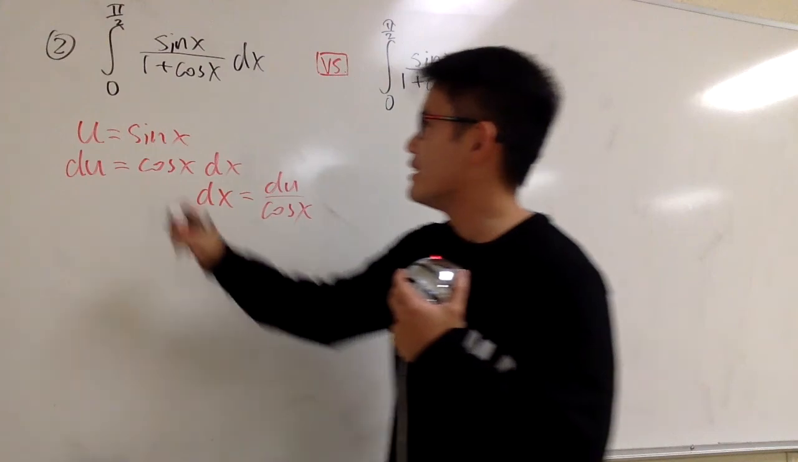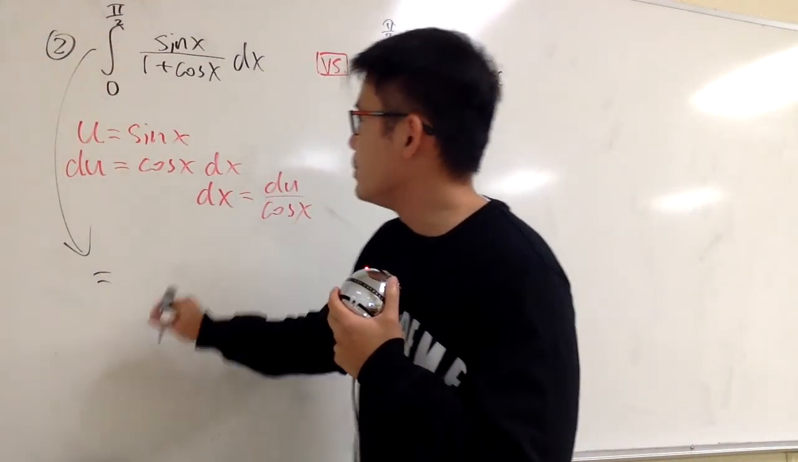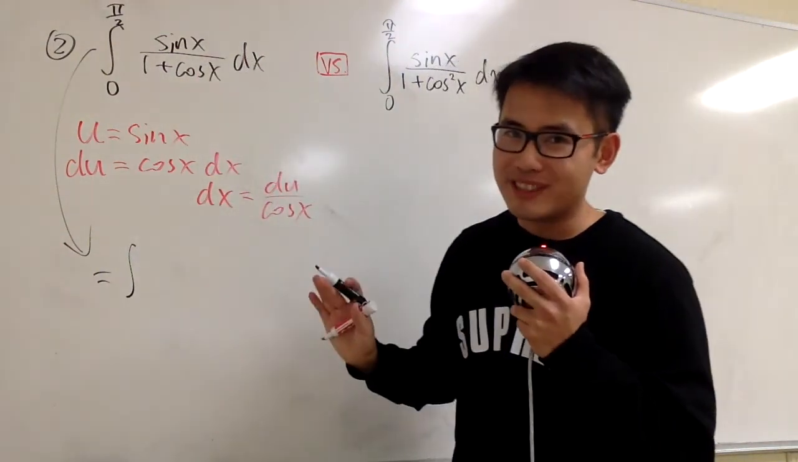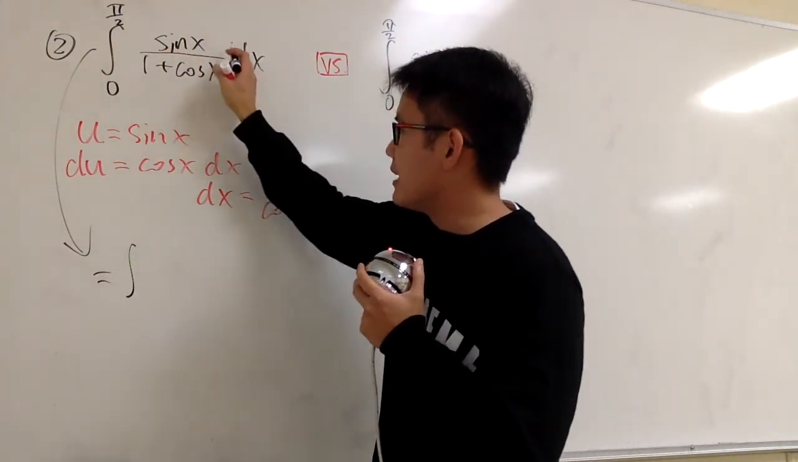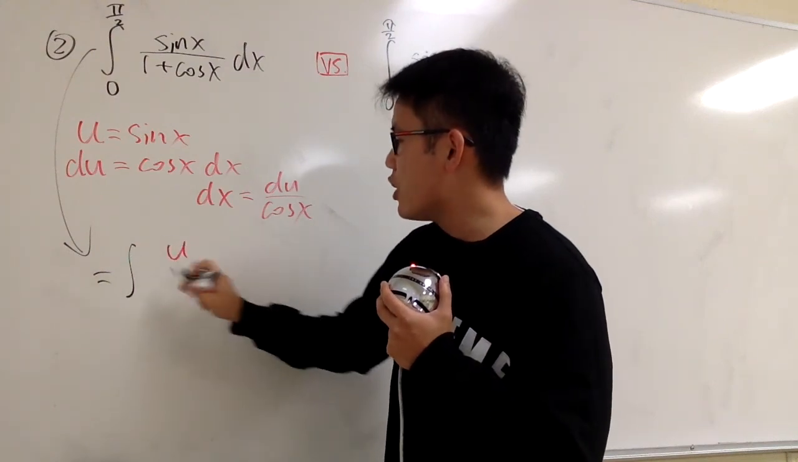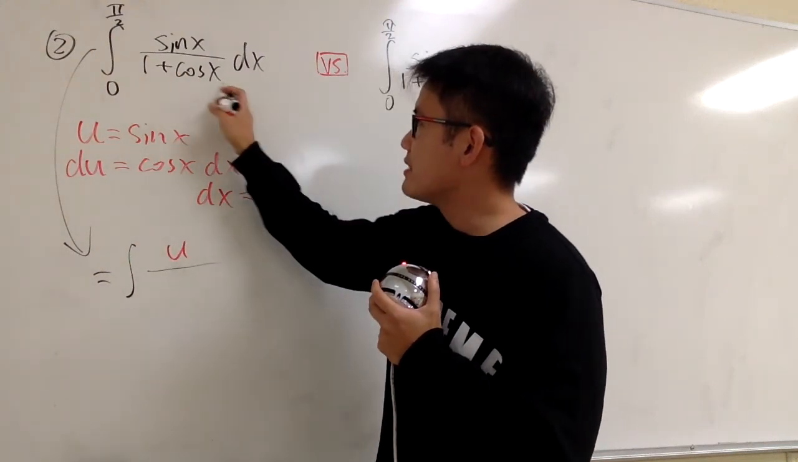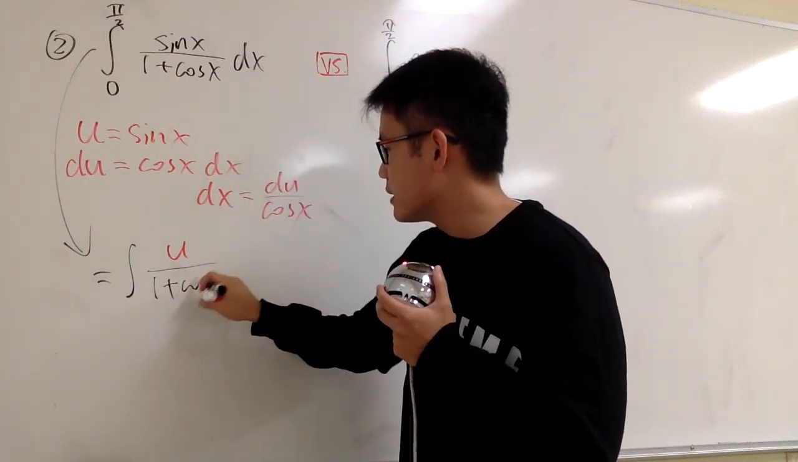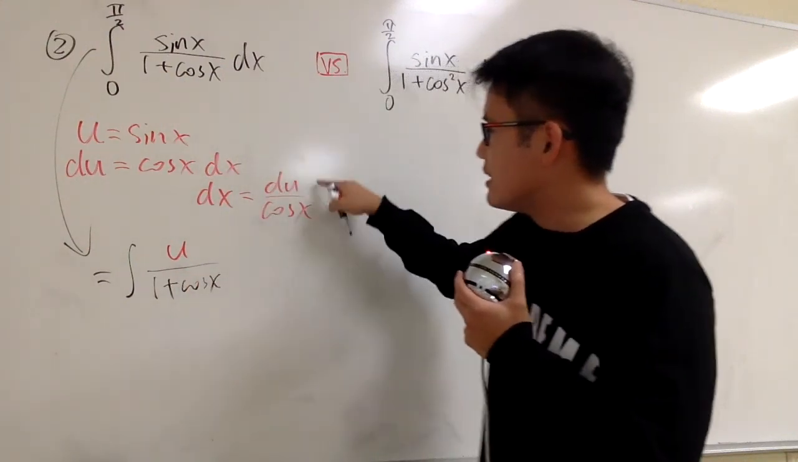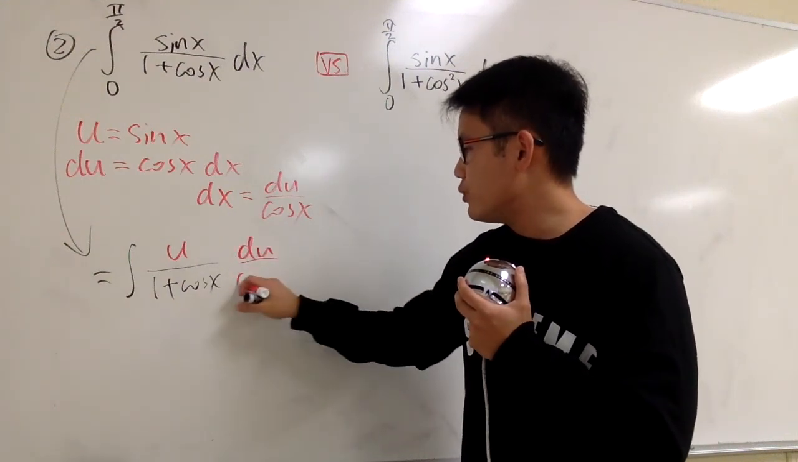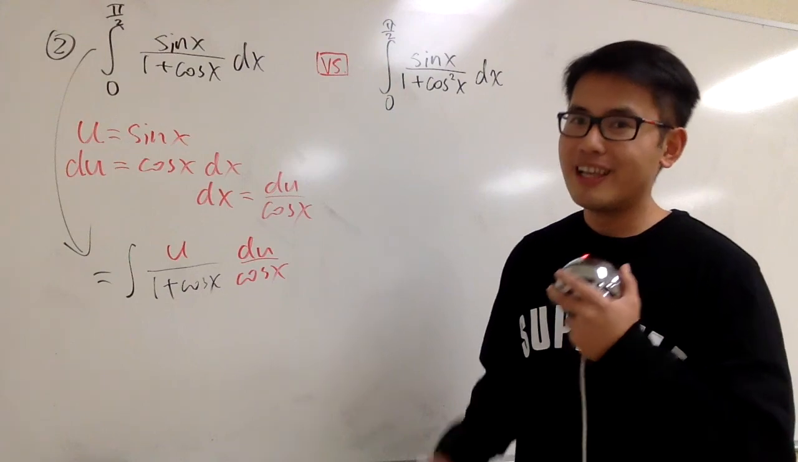Let's take a look. So now you see this is going to be integral from something to something, but then let's focus on the function part first. On the top is sine x, but then sine is the u, right? So we have u on the top over, this has nothing to do with u, so I will write it down, 1 plus cosine x. And then the dx is du over cosine x. So I'd like to put that down right here, du over cosine x.